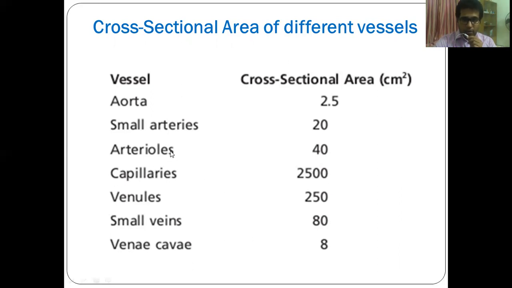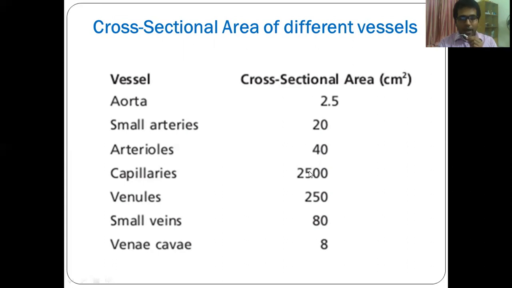So actually, this is not the cross-sectional area of a single capillary, or of a single arteriole. If you make a bundle of all the capillaries of your body and then measure their total cross-sectional area, you will find this value, that is 2,500. Similarly for arterioles, this cross-sectional area is not for a single arteriole. It is the total cross-sectional area of all the arterioles of your body. So the cross-sectional area gradually increases, so the velocity will drop, and the velocity will be minimum in the capillaries, and that is important for the exchange of gases and nutrition.